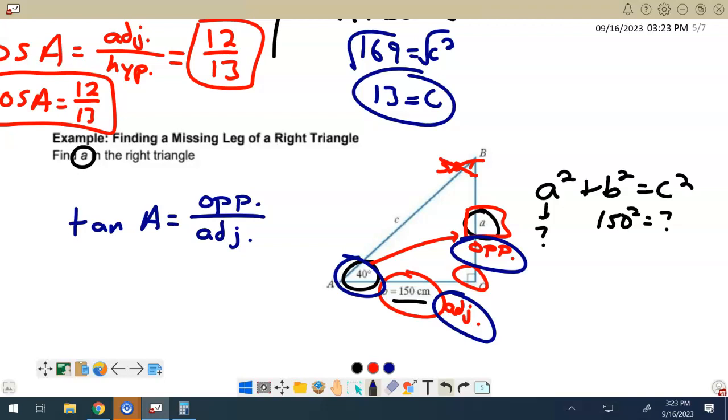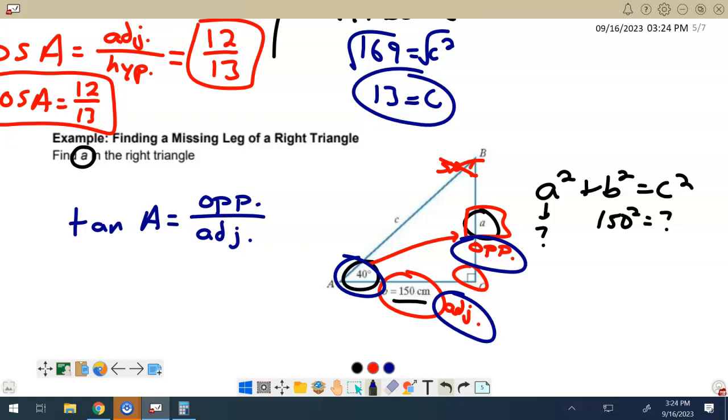Because, or I could use cosine, excuse me, because I'm given the adjacent side, and if I'm looking for the hypotenuse, what relates the adjacent side and the hypotenuse to the angle? That would be cosine in that case, right? So the formula you use is based on what you're looking for and what you're given.